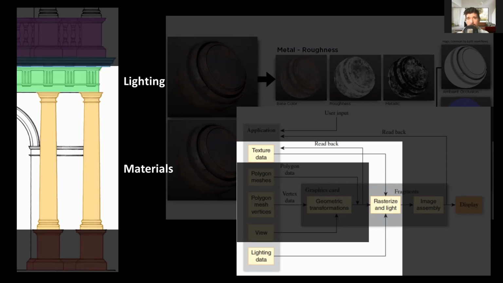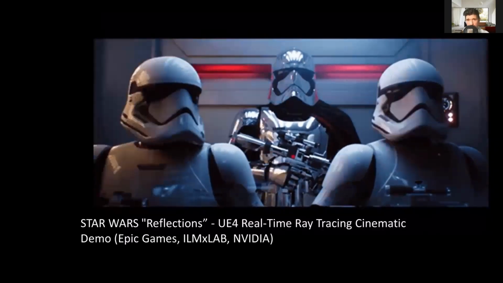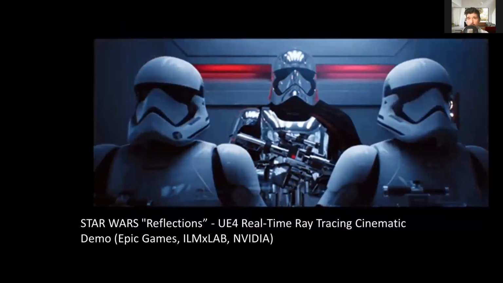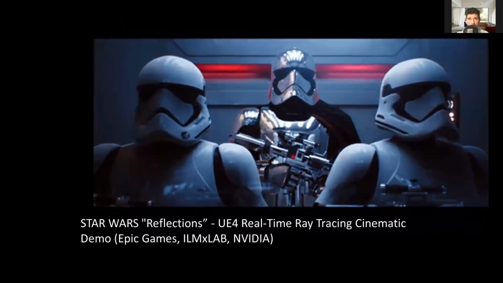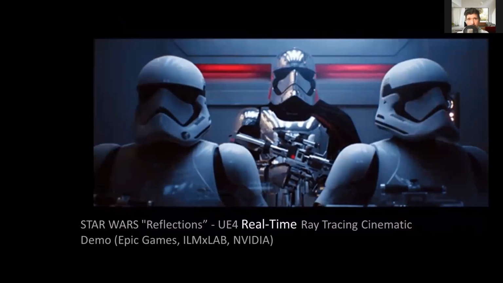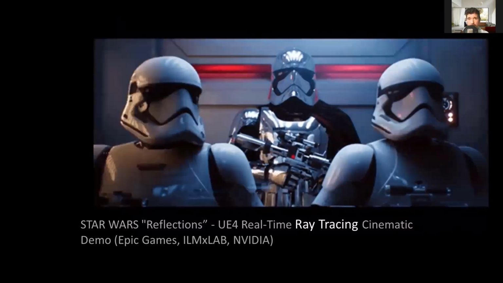To start this exploration, we can take a look at this example called Reflections, which is a Star Wars-themed tech demonstration of experimental graphics techniques for use in video games built with Unreal Engine 4. In this, we can see the terms real-time as well as ray tracing used in order to create this cinematic demo.